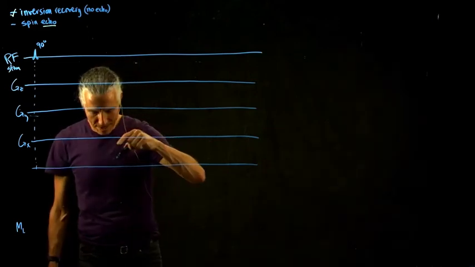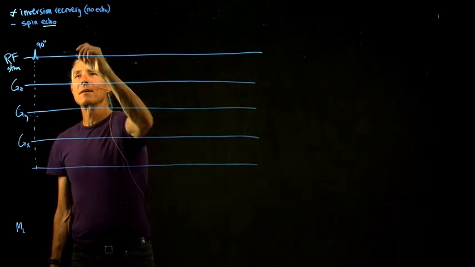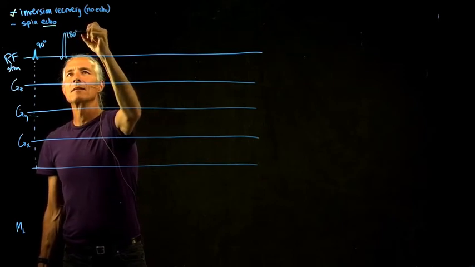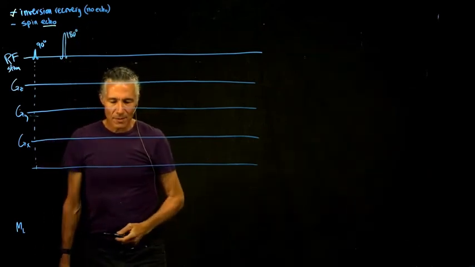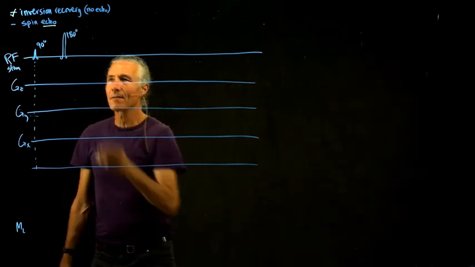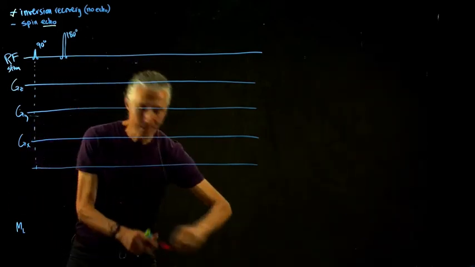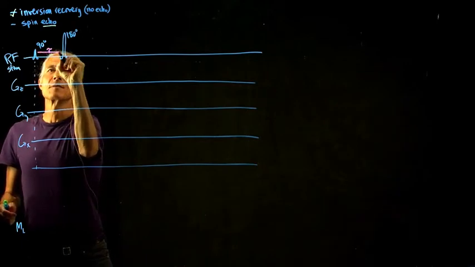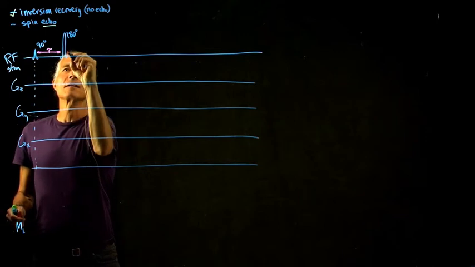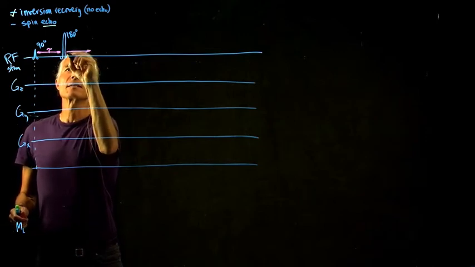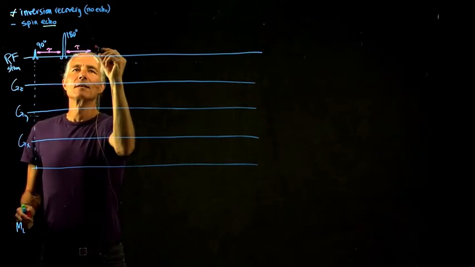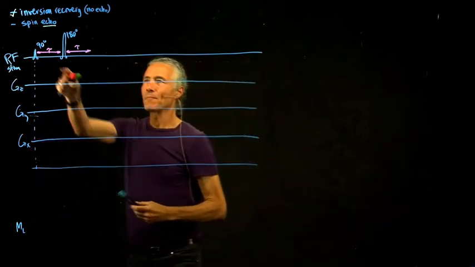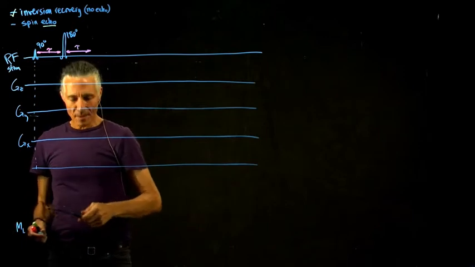Okay, so now we have our 180 here. And this time here is the tau time. So that's the time that we wait, the same amount of time, in order to get our echo. So we expect the echo the same amount of time after we did that 180.